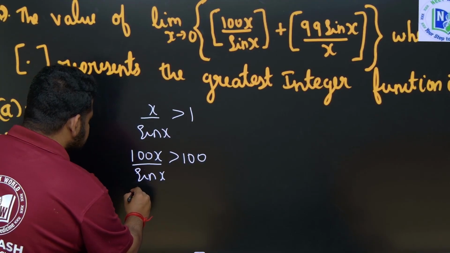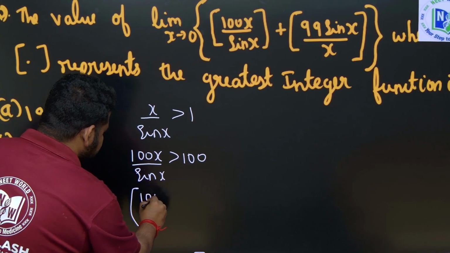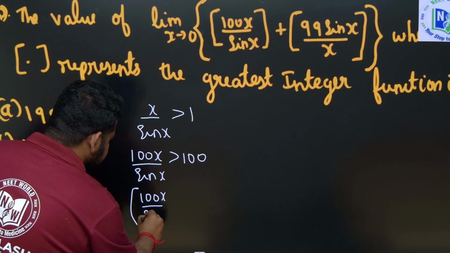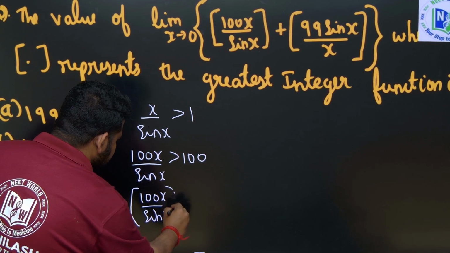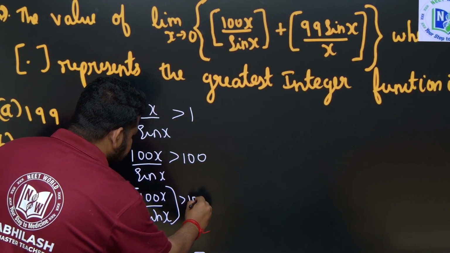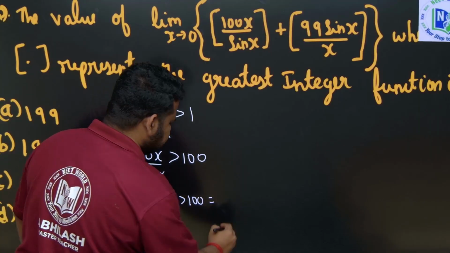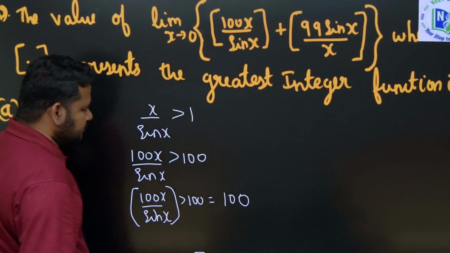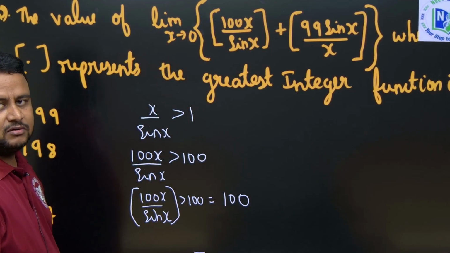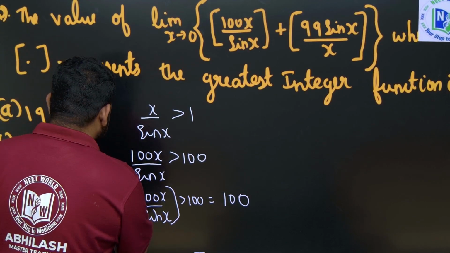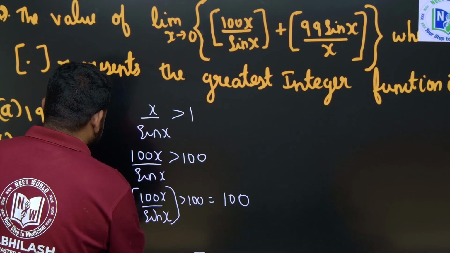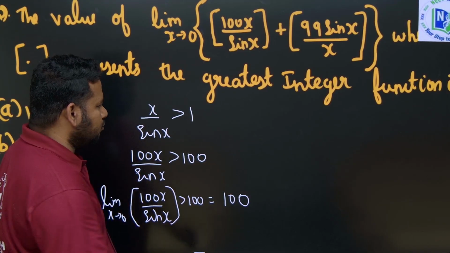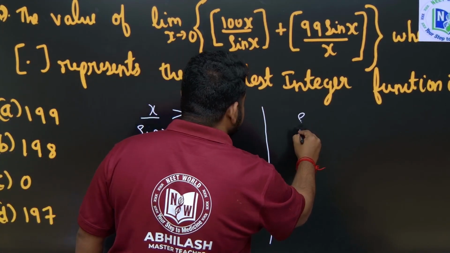So if I put the GIF function on 100x by sin x, it will also be greater than 100, so that value will be 100 point something, and the greatest integer will be equal to 100. Got it, friends? This limit as x tends to 0 will be equal to 100. Now let us take sin x by x.